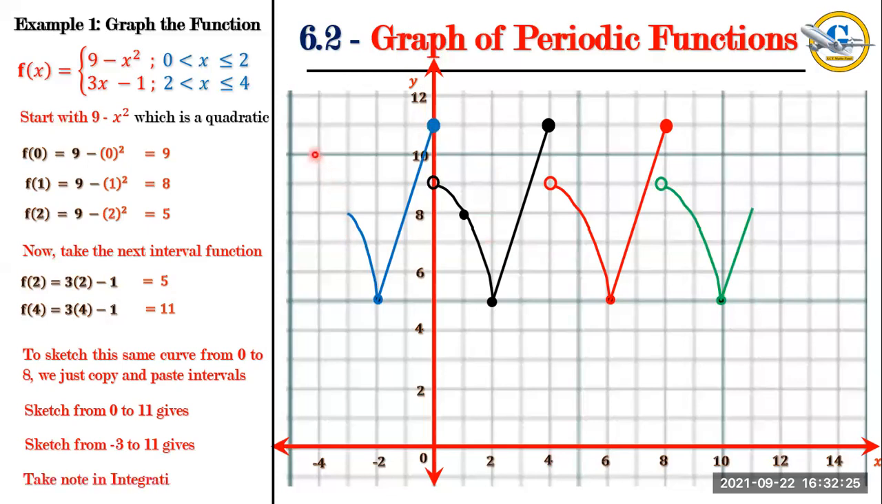I could have ended at -4, but they said I should end at -3. So I'll not continue to this point. I'll just end around here. So I've completely sketched the curve of this function.